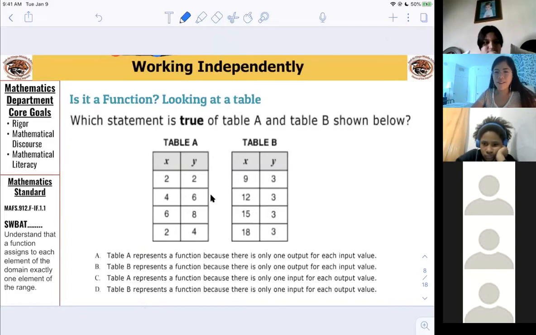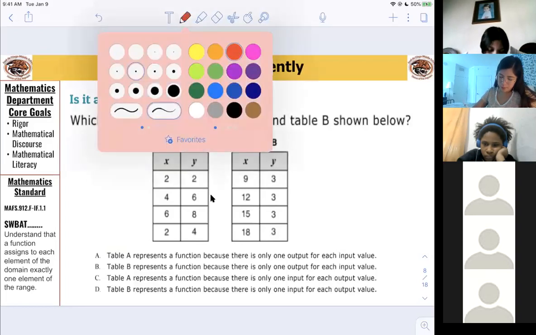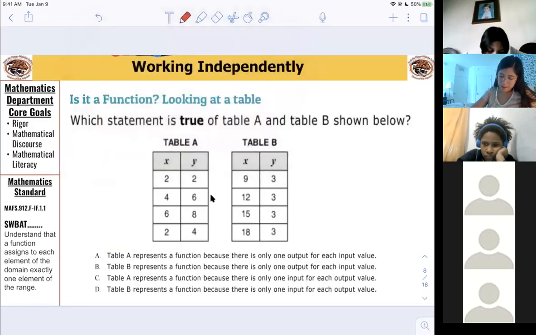I think it's B because it's a function because there's only one output for each input, because for example the output only has 3s. Mm-hmm. And then table B has 9, 12, 15, and 18. Okay, so remember, we're always looking at the X values first. And we're looking for what?